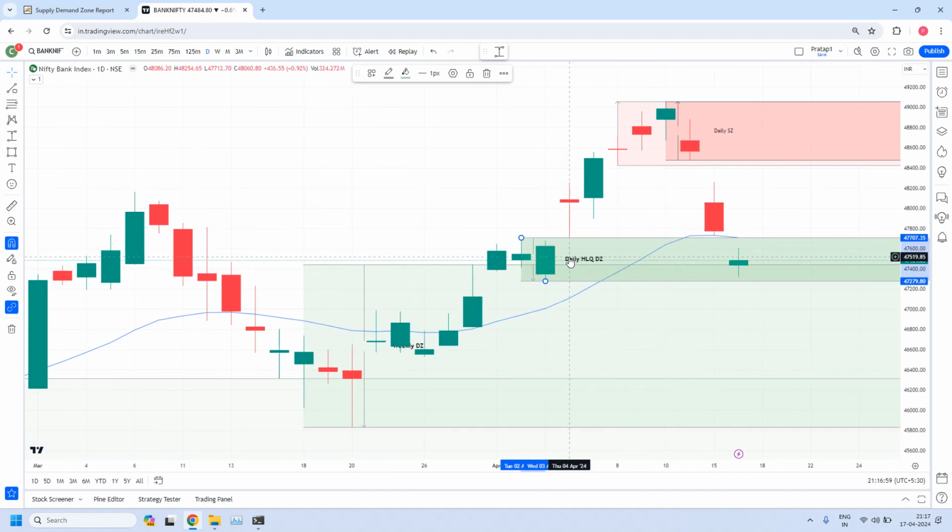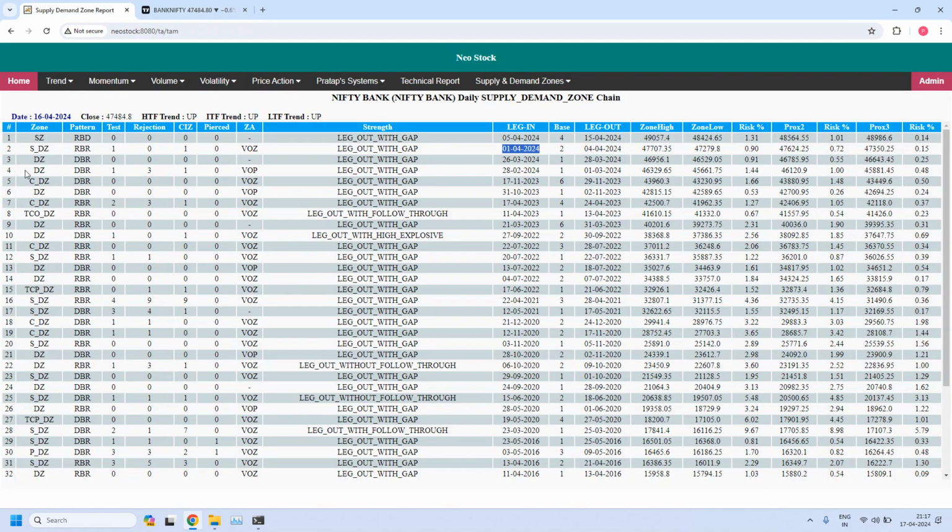In case it is violated, is there any zone below this? We have a zone, but this is a fresh zone, normal zone. This is 26.3.2024, 1 base candle.